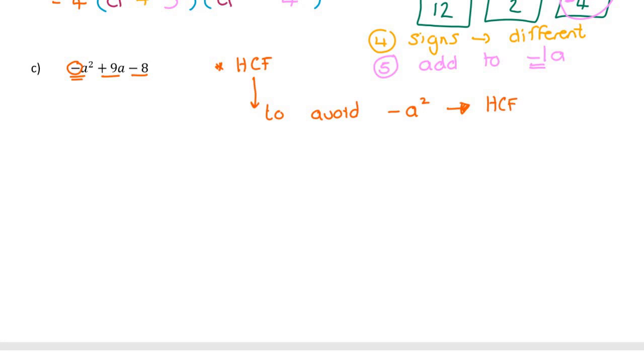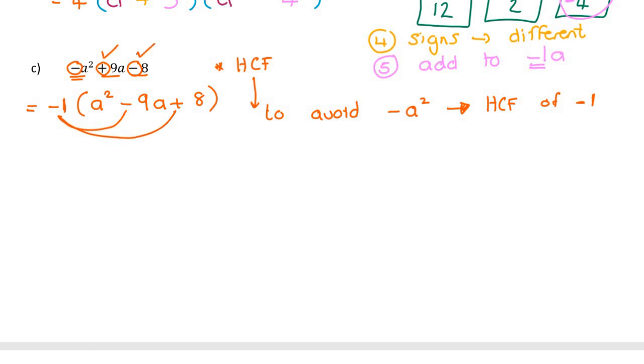Now 1 goes into everything, and so negative 1 actually also goes into everything because it just changes the sign. So I wouldn't normally think of 1 as a common factor, but I would think of negative 1 as a common factor, simply so that I can get a positive a squared in the bracket. Now you'll notice all the signs end up changing, because a negative times a negative will give me a positive, and a negative times a positive will give me a negative. So all I've done there is to avoid a negative a squared term. I've taken out a common factor of -1.